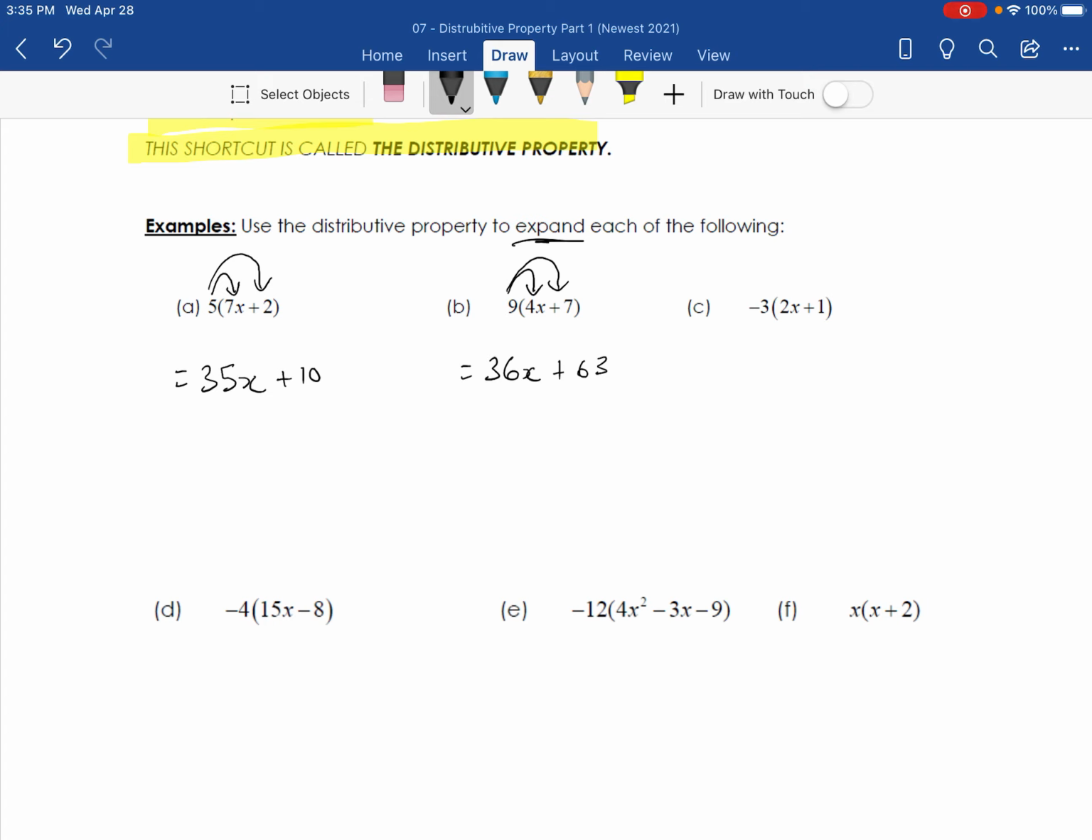Okay, let's try out some more special cases. This time there's a negative out front. That's not a big problem. Negative 3 times 2x is negative 6x. And then negative 3 times 1 is negative 3. If you have trouble remembering to multiply both things, I encourage you to draw the arrows and write the terms as you go.